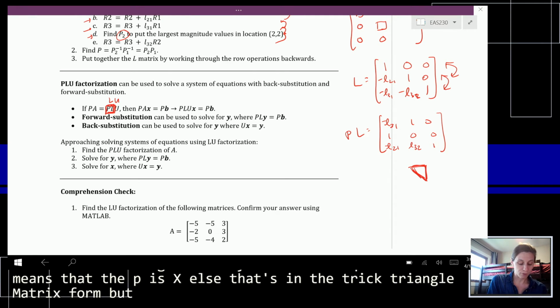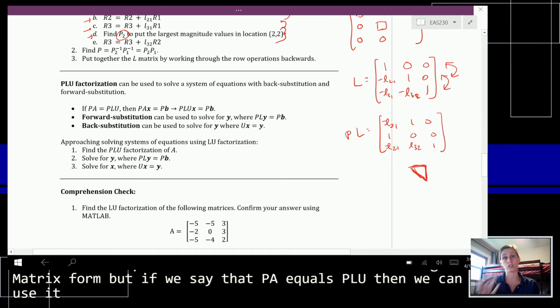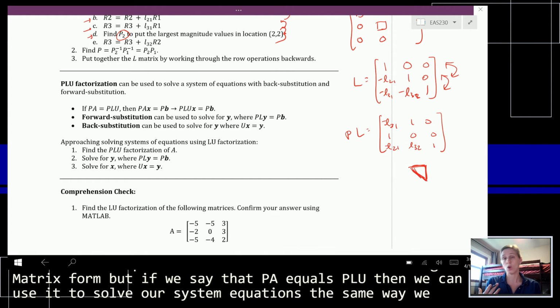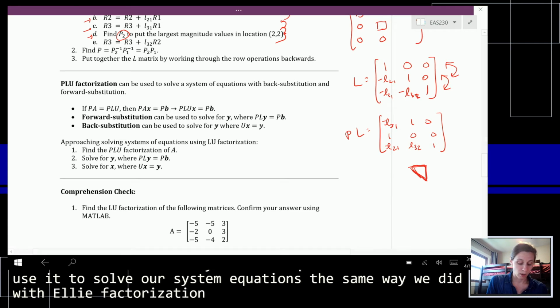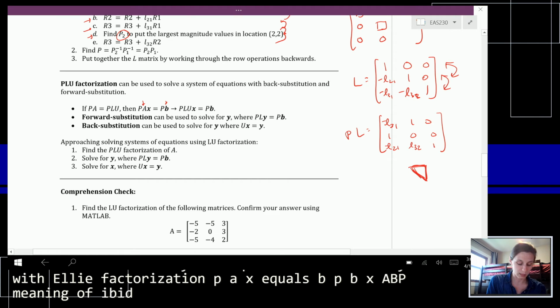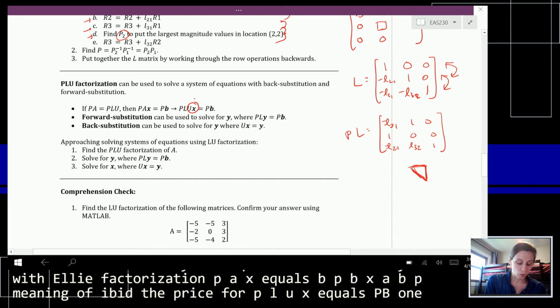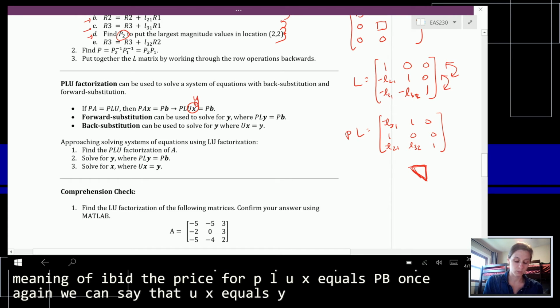But if we say that PA equals PLU, then we can use it to solve our system of equations the same way we did with LU factorization. PAX equals PB. If we multiply A by P, we need to multiply B by P. So it shows up twice. Or PLUX equals PB. Once again, we can say that UX equals Y. So we separate it out, PLY equals PB.